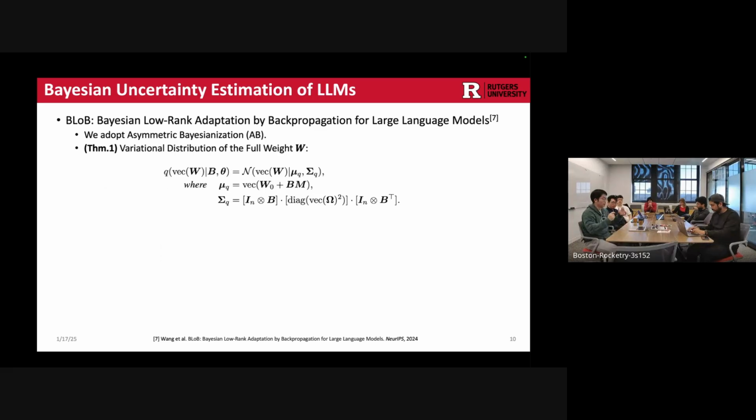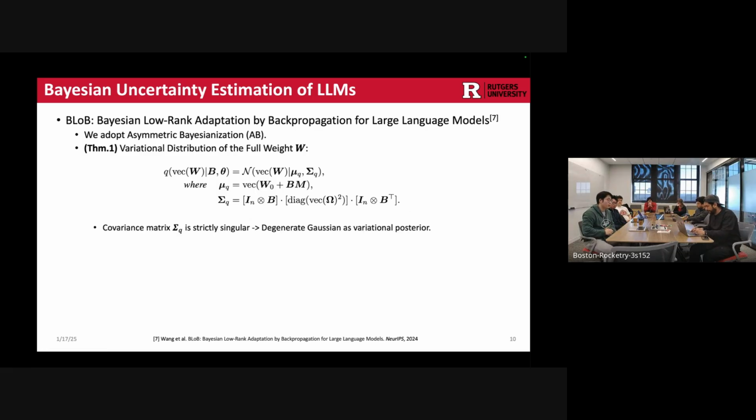The second thing that we show is that if you apply this kind of asymmetric Bayesianization, you can have an interpretation of the distribution of your W in the full weight space. Here we say that the variational distribution that you apply to the full weight space is actually another Gaussian, except that this Gaussian has a low rank structure inside its covariance matrix. This covariance matrix can be represented in this way, and this symbol represents the Kronecker product.